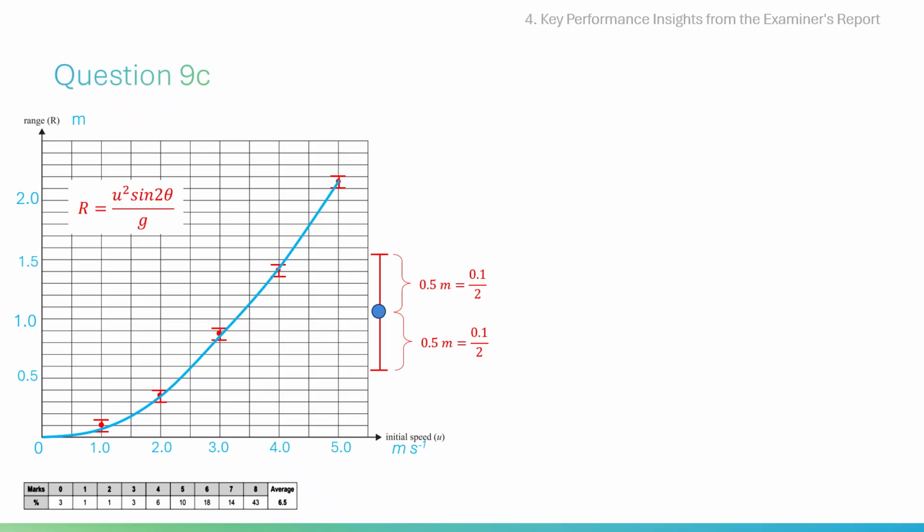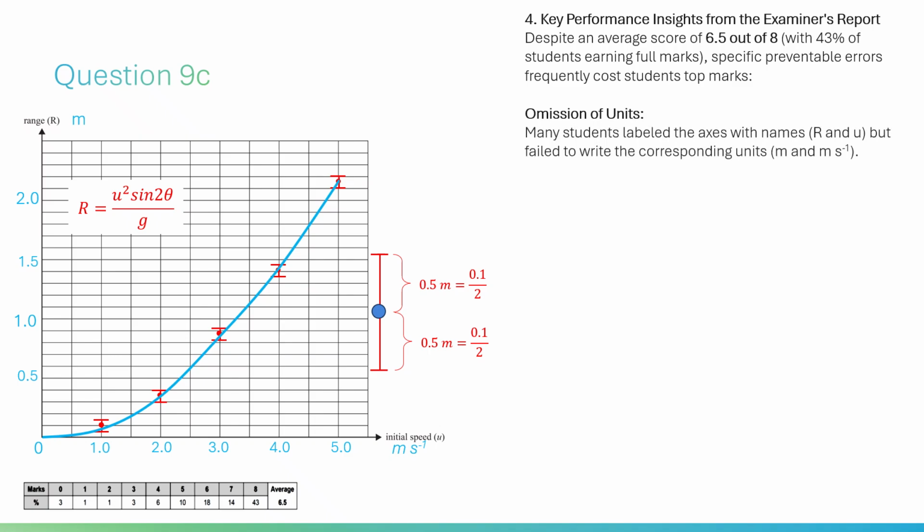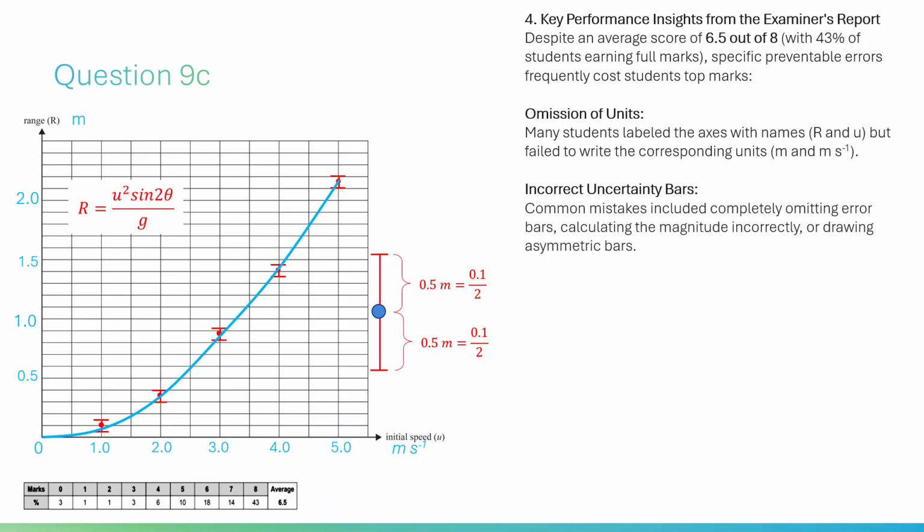4. Key performance insights from the examiner's report. Despite an average score of 6.5 out of 8, with 43% of students earning full marks, specific preventable errors frequently cost students top marks. Omission of units: many students labeled the axes with names, r and u, but failed to write the corresponding units, m and ms⁻¹. Incorrect uncertainty bars: common mistakes included completely omitting error bars, calculating the magnitude incorrectly, or drawing asymmetric bars.